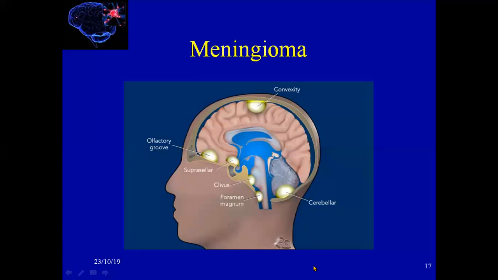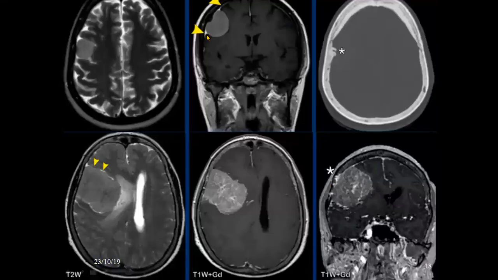IgG4 disease. Here, the most common sites for meningioma will be the convexity, olfactory groove, cerebellar, clivus, foramen magnum, and also cerebellum here. And this is the meningioma here, as we see. This is the meningioma in T2. This is a calcification of the meningioma.